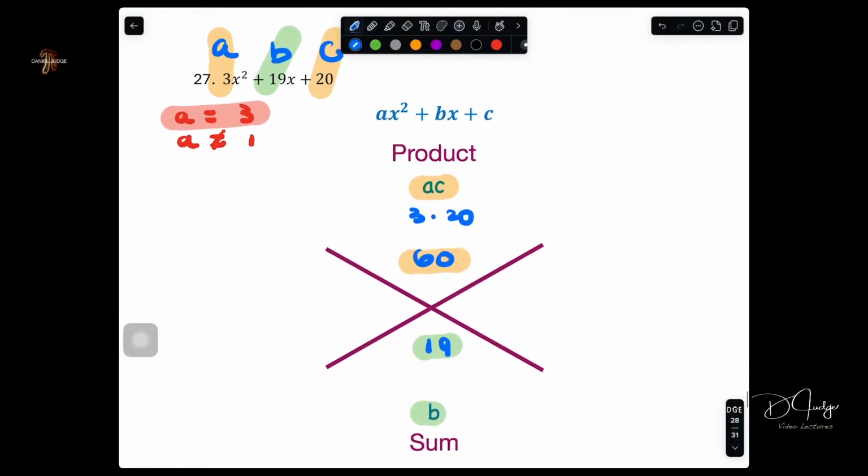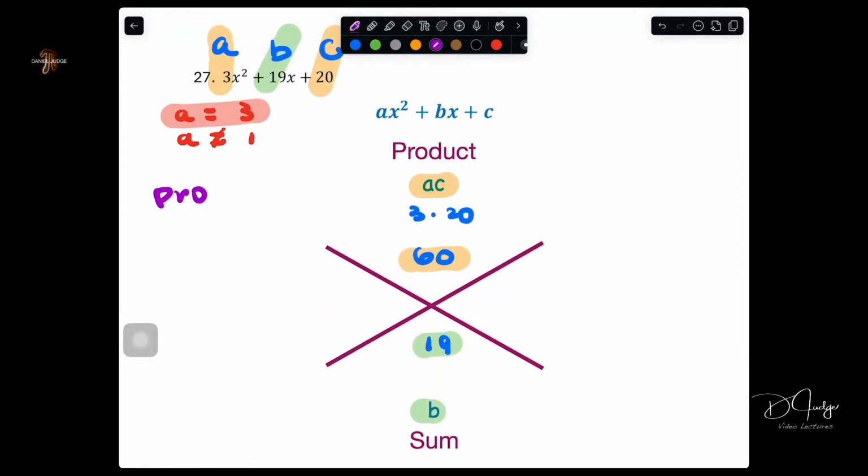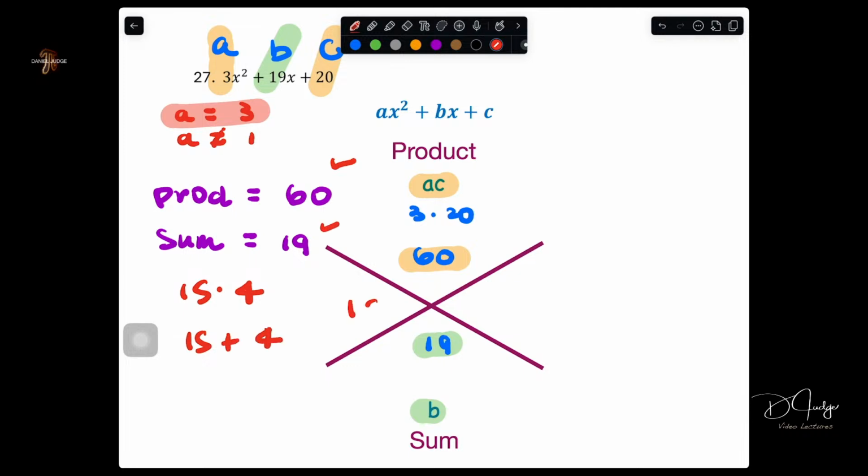Two numbers multiply together. Product is 60. Sum was 19. 15 times 4 is 60, and 15 plus 4 is 19. So we found the two numbers, 15 and 4.